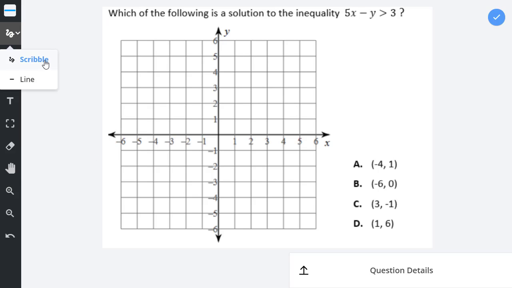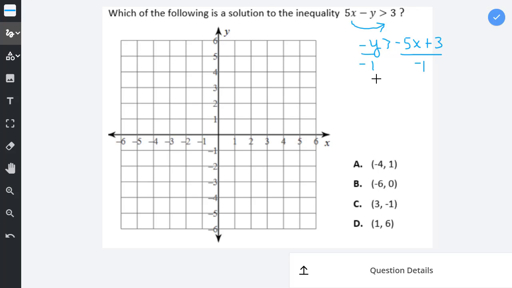And I'm going to try to get the y alone on this inequality. To do that, I'm going to send the 5x to the other side. So on the left side, I'm left with negative y greater than the 5x comes over as negative 5x, and the 3 comes down as positive 3. Then I'm going to divide both sides of the inequality by negative 1 so I can get the y alone.